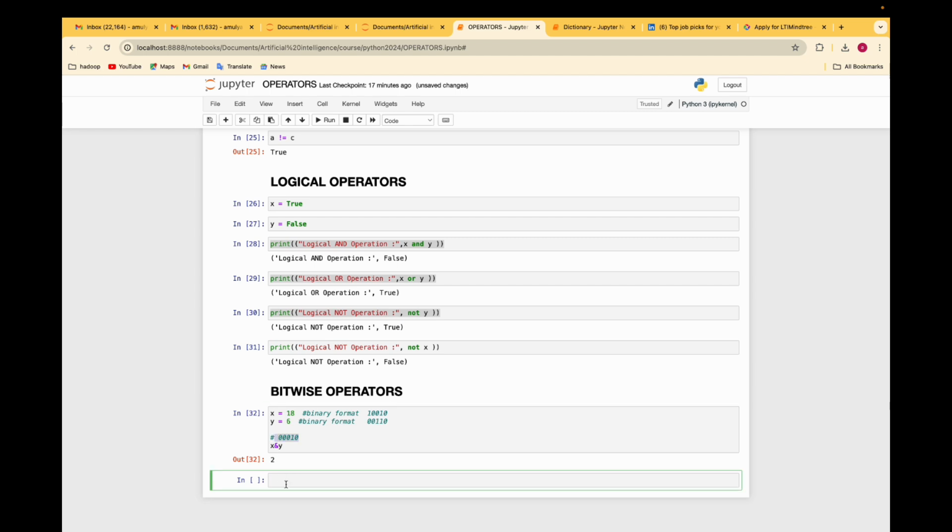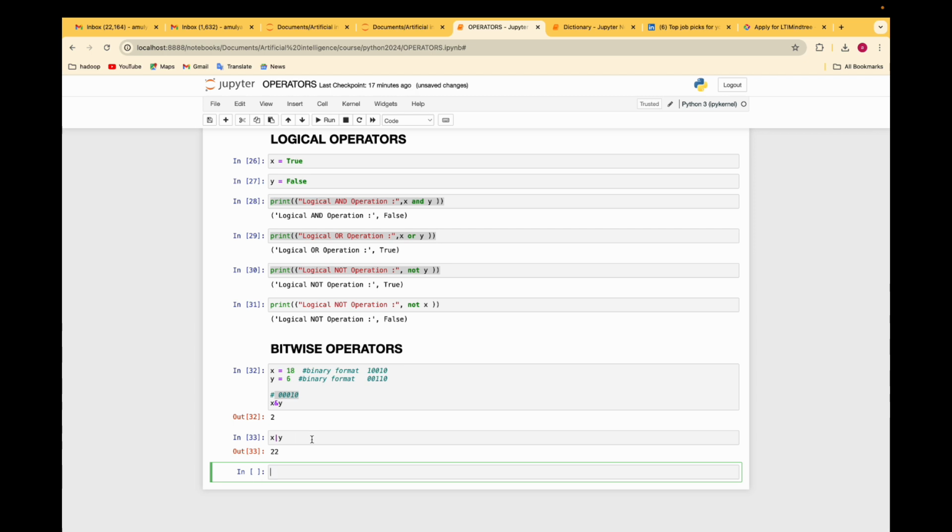How do we get X or Y? We got 22 because it took 0 0 is 0, 1 1 is 1, 0 1 is 1 again, 0 0 is 0, 1 0 is 1. So when you change this binary format to numbers, you get the number 22.